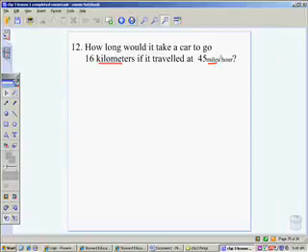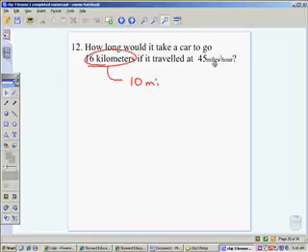Line number 12. How long would it take a car to go 16 kilometers if it traveled 45 miles per hour? Now right away, we can see that we have different units here for the measurement of length. And we can't keep those and solve this problem properly. We have to convert them to be compatible. So I'm going to change the 16 kilometers to be 10 miles. I could have changed the miles over here if I wanted to.